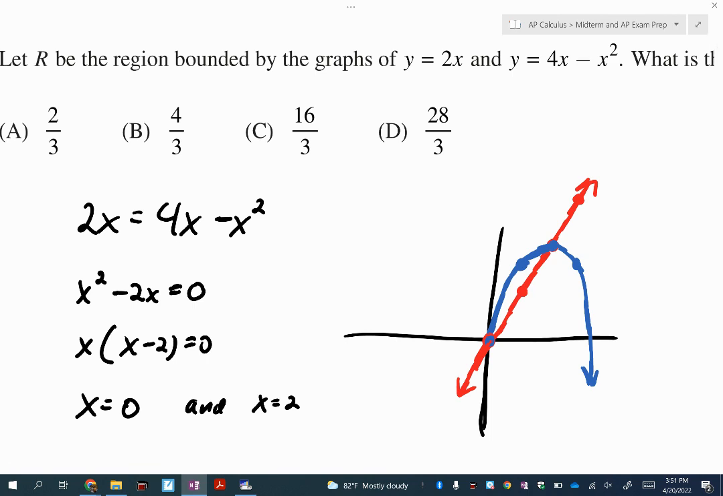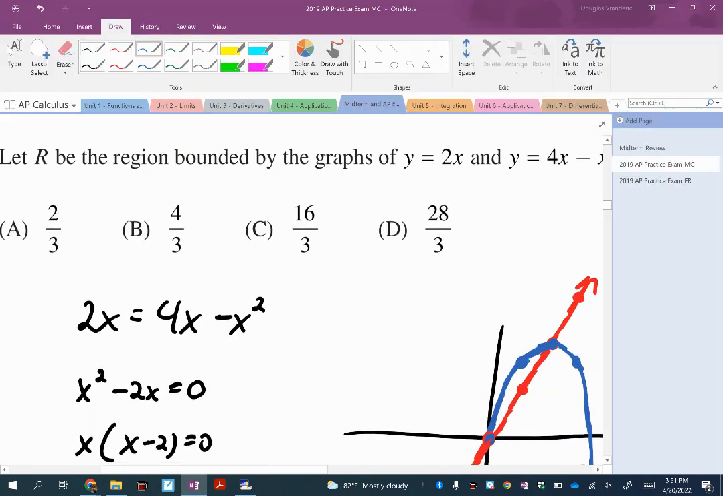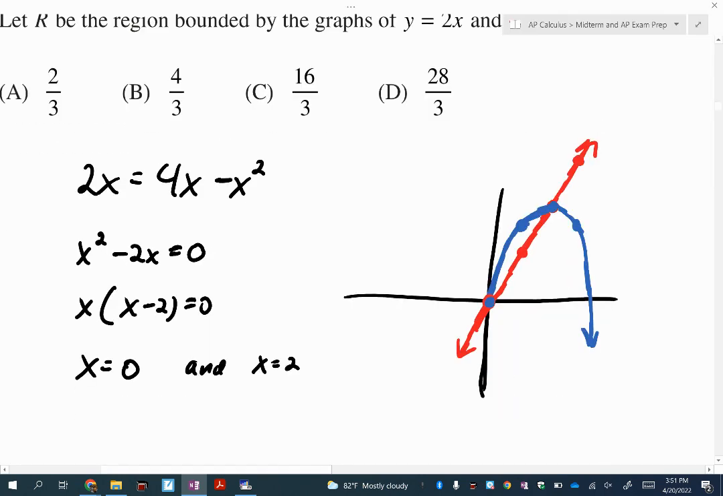Now remember what Israel just said. We're trying to find the area between the curves. Do you see the area between the curves? Right here, that I'm going to put in green.